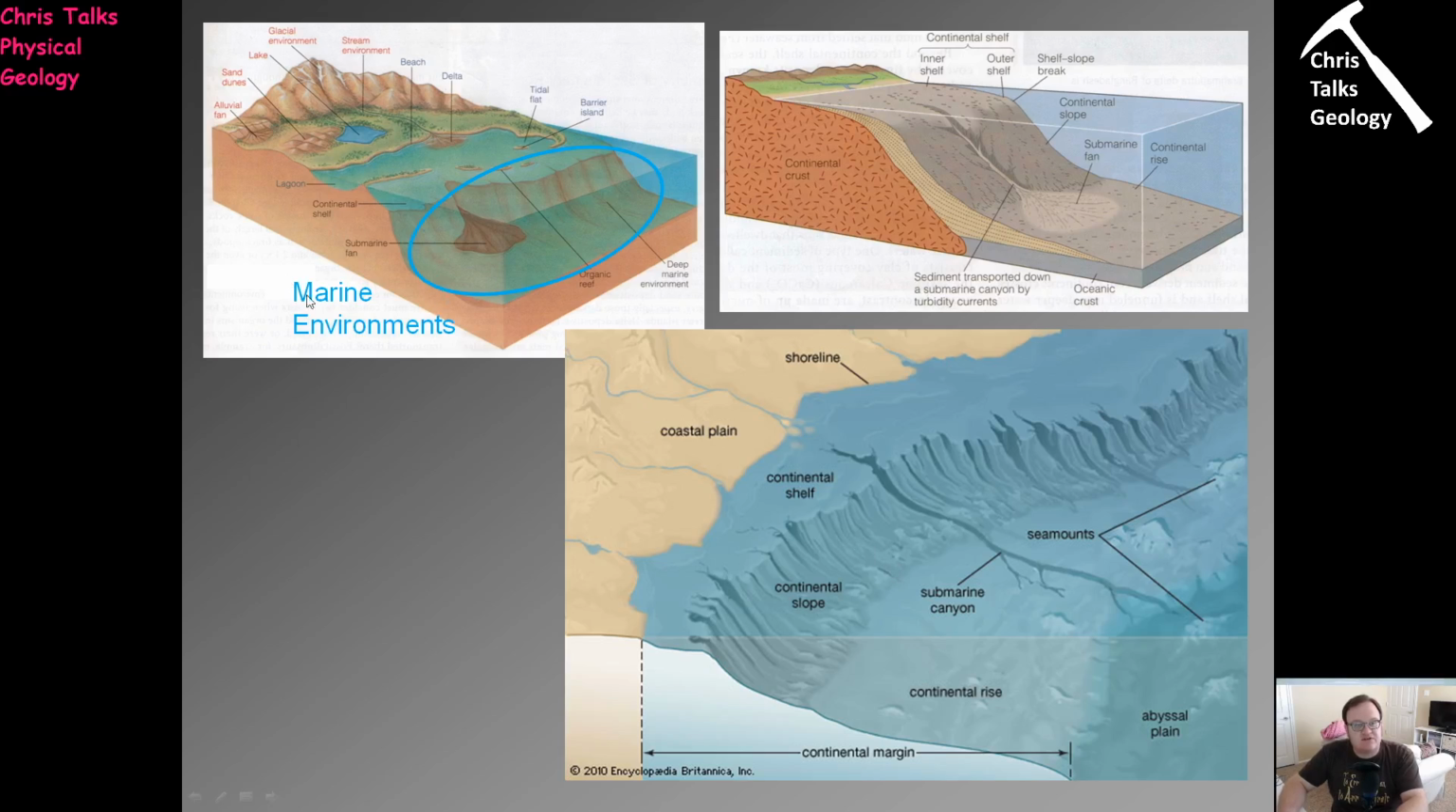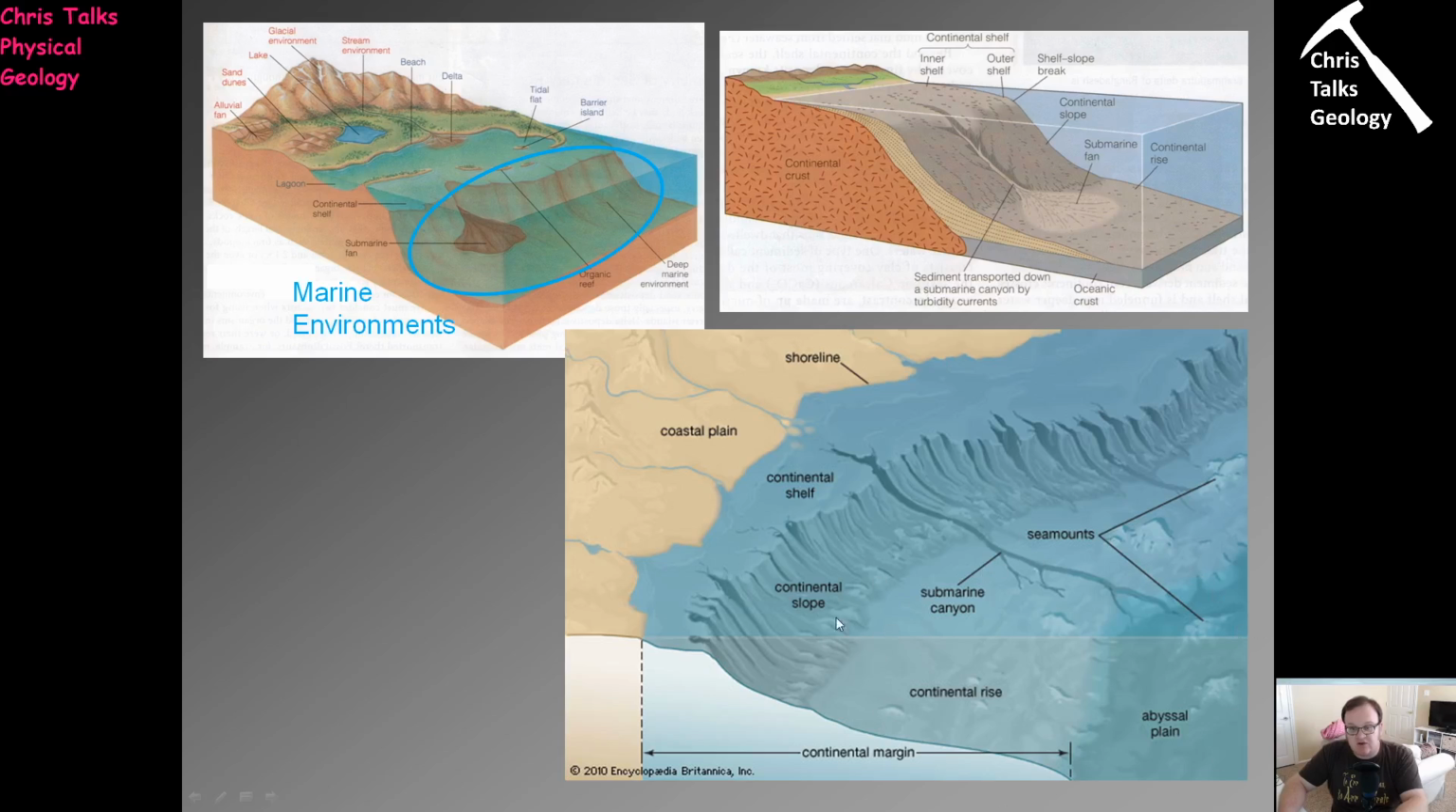So here we go. So here are our marine environments. Once again, we have our continental shelf, which is essentially underlain by continental crust. We have the continental slope, which is the edge of the continental crust. And then we have the abyssal plain and continental rise over here.